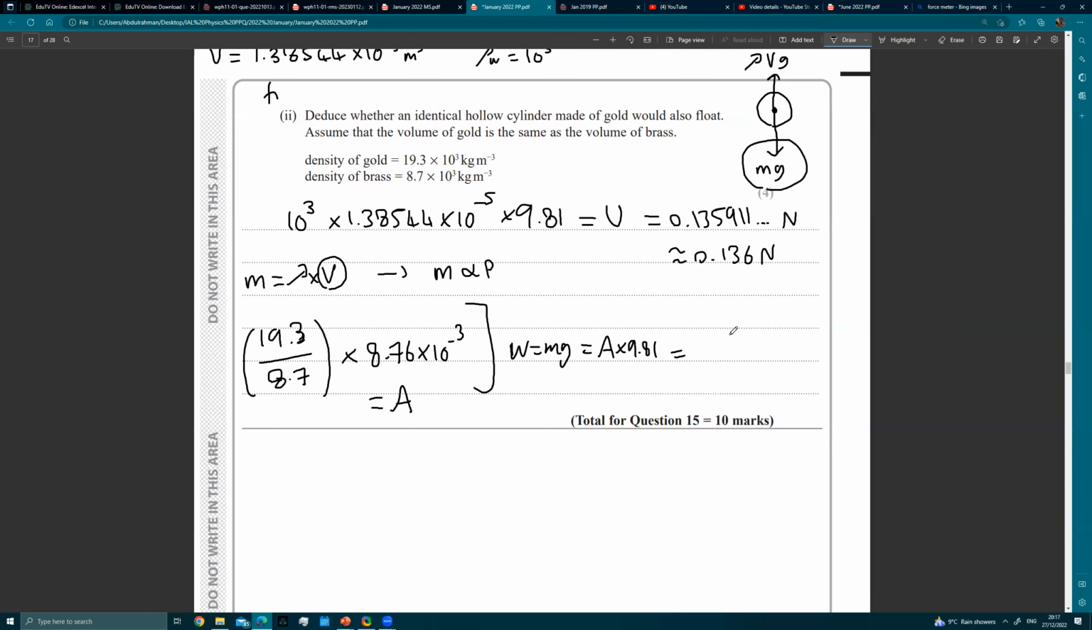So sir, you want to do whatever is in the bracket times 9.81. I'm getting 0.1906. According to this, the weight is larger, so it's going to sink. So 0.1906 is greater than 0.136. So the mg, the weight of the brass, is greater than the upthrust, therefore it will sink.